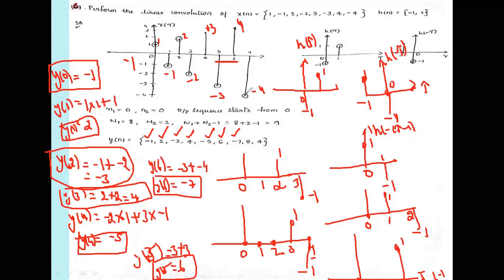Then still the h of values moves towards the right side from 6 to 7. The 6 value is 4 and the 7 value is minus 4. 4 into 1 is 4, plus minus 1 into minus 4 is 4. 4 plus 4 is 8. y of 7 is equal to 8.